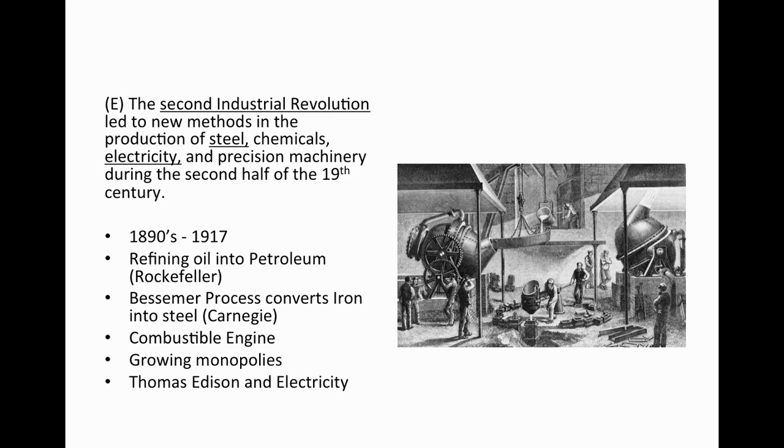And then there's the combustible engine, very important, a more modern engine that's going to replace the steam engine. And then new business methods like monopolies, Rockefeller and Carnegie's, large corporations. And then you can't forget about Edison and electricity that transforms pretty much the world. Okay, so definitely remember some of these important aspects of the second industrial revolution. Again, that's going to happen as we get closer to the 1900s.